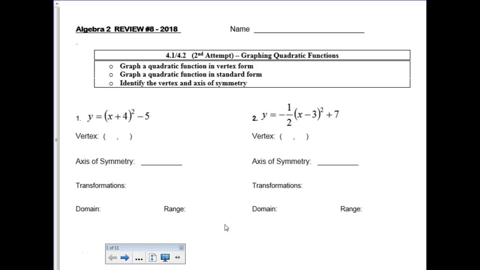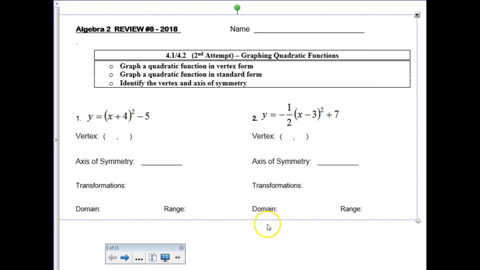Alright, so summative number 8, the first couple sections are going to be a second attempt for you guys. The first of which is graphing quadratic functions. So we're going to be looking at quadratic functions in two different forms, and you don't actually have to execute the graph this time. I just need you to understand the different attributes of the quadratic function.